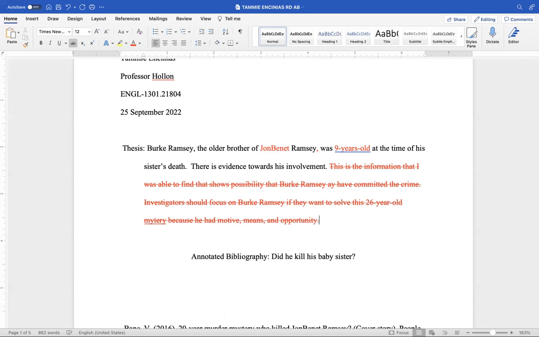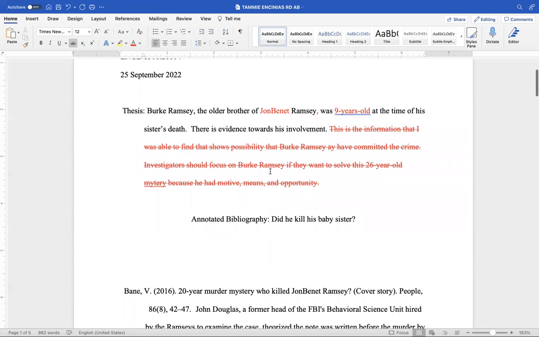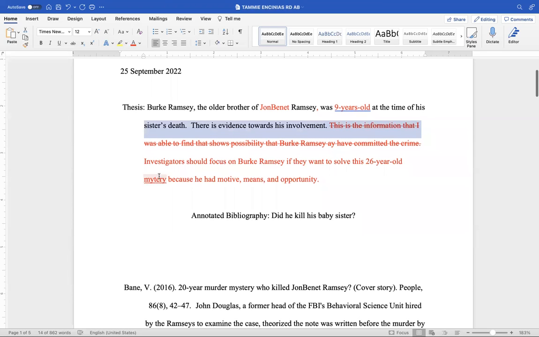Okay, so in order to get full credit on that part of the rubric, you've got to give me a should argument and 3 main points that back it up. So if it's not motive, means, and opportunity, which it may not be, then change it to the 3 that you had. So I'm going to take all of this out here. Investigators should focus on Burke Ramsey if they want to solve this 26-year-old mystery, because Burke, instead of saying he, I'm going to say Burke. Burke had motive, means, and opportunity.